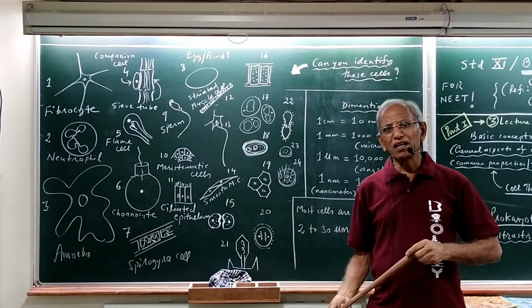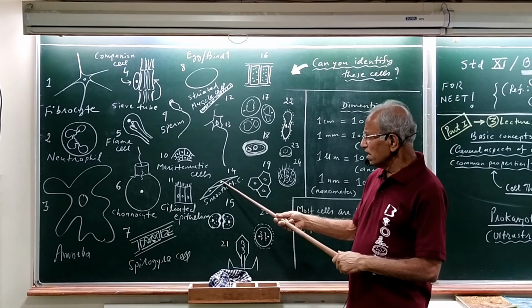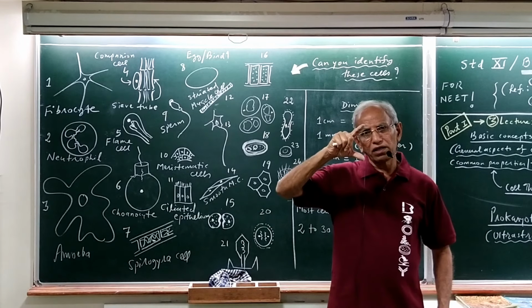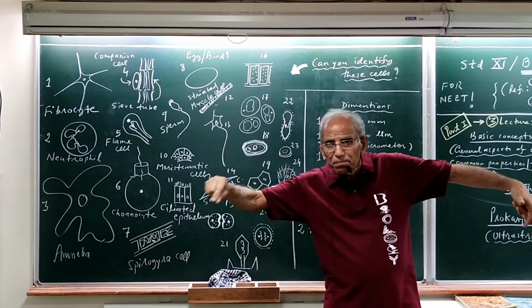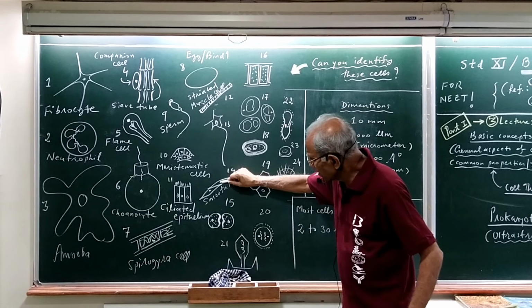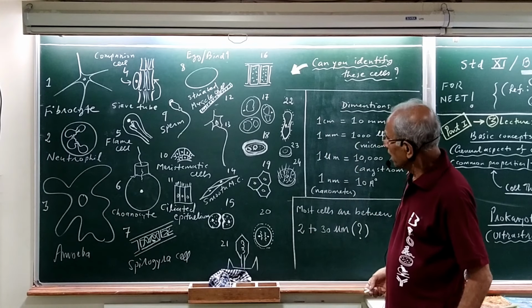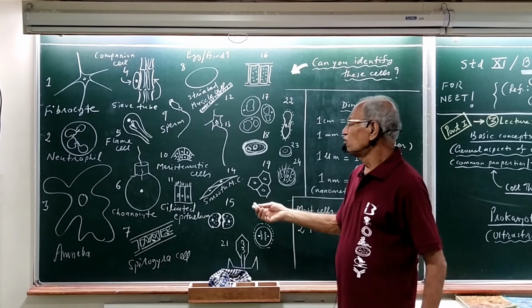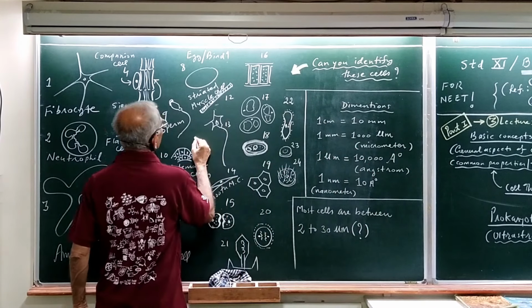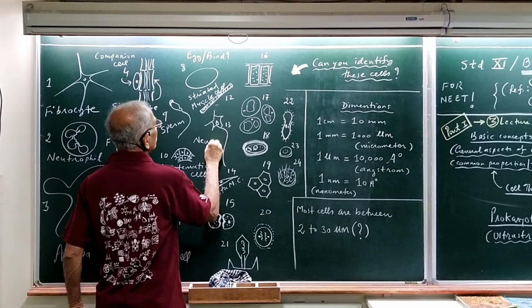What do you mean by spindle? Spindle is something which is broader in the center and tapering at the end. See, this is broader in the center and tapering at the end. 13, no one is going to miss, and that's very, very popular.